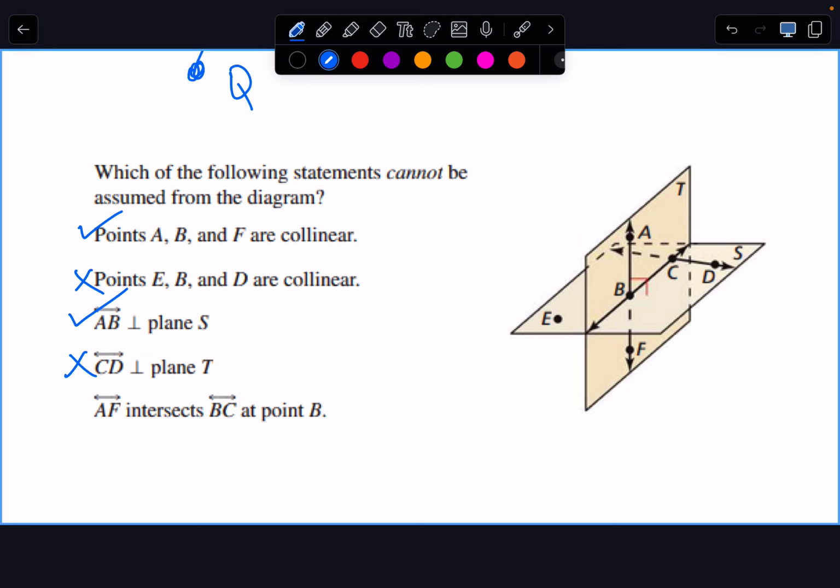Now, could we eventually have some theorems to help us prove that to be true? Yeah. That's where we're going. Okay, AF intersects BC at point B. True.